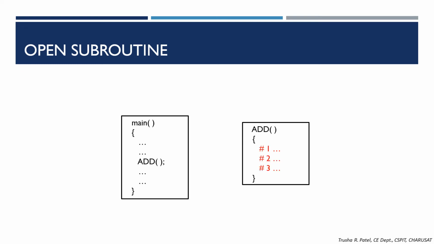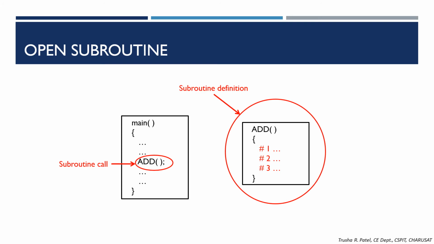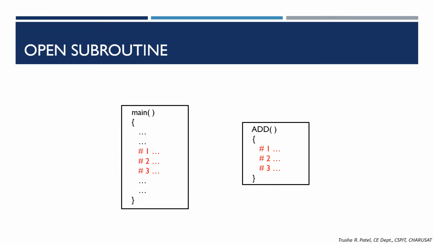So what will happen is, inside my main, I have a call for the subroutine and somewhere the subroutine definition is available. And during the preprocessing, this call of the subroutine will be replaced by the body of that subroutine.